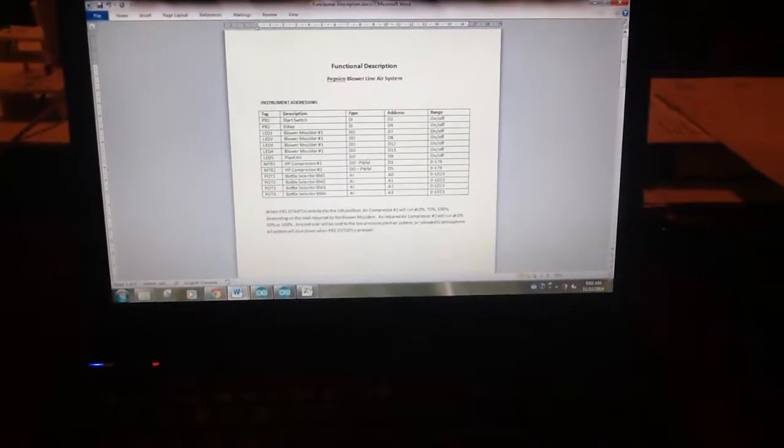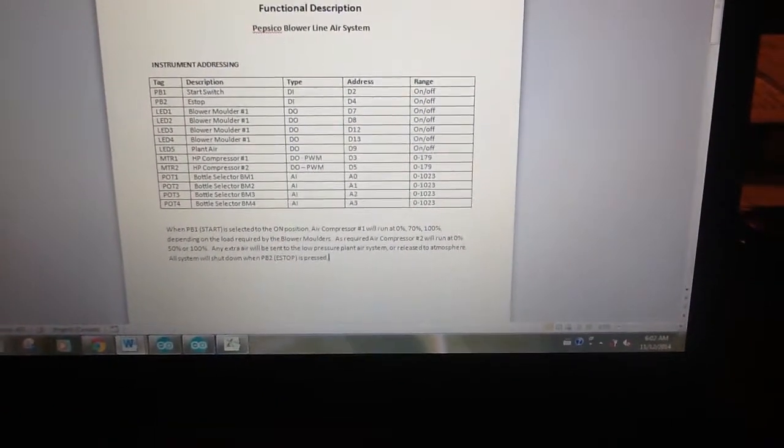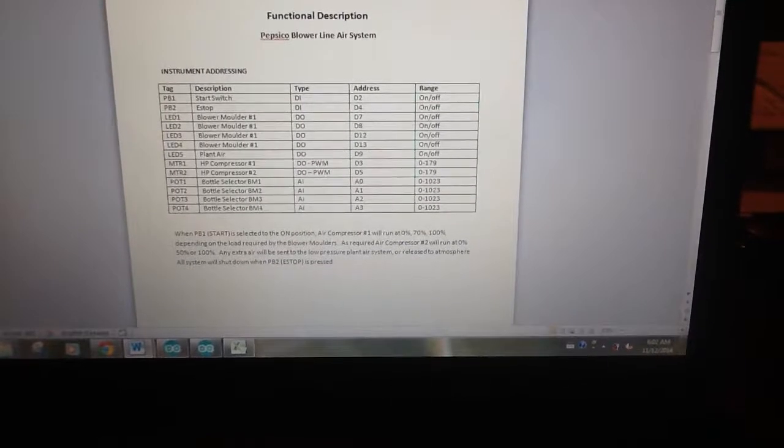This is a video of the project for PepsiCo. As you can see, here is the I/O table. This project was created using the Arduino microcontroller.